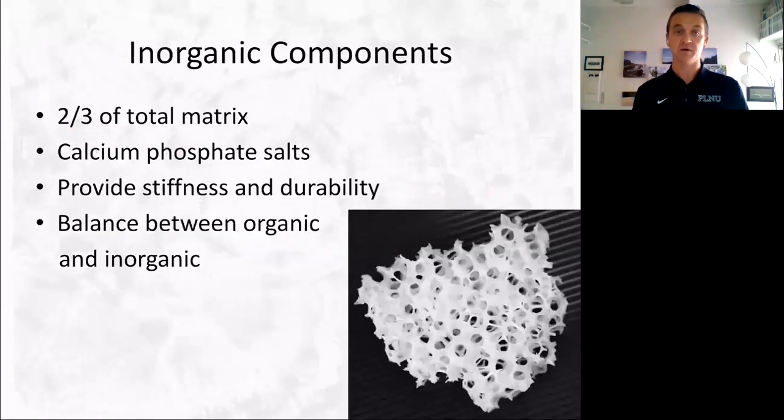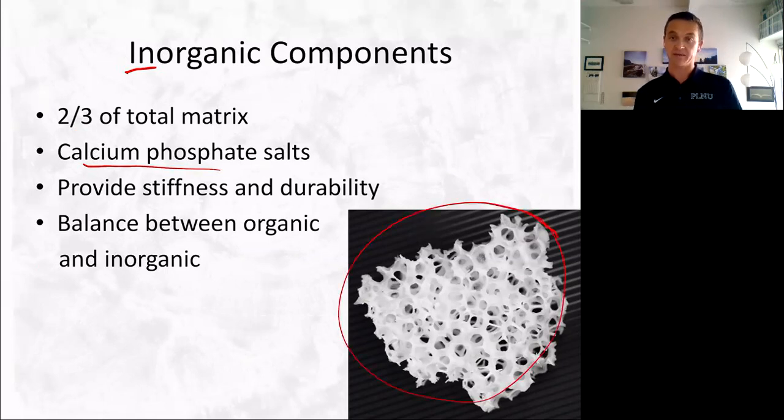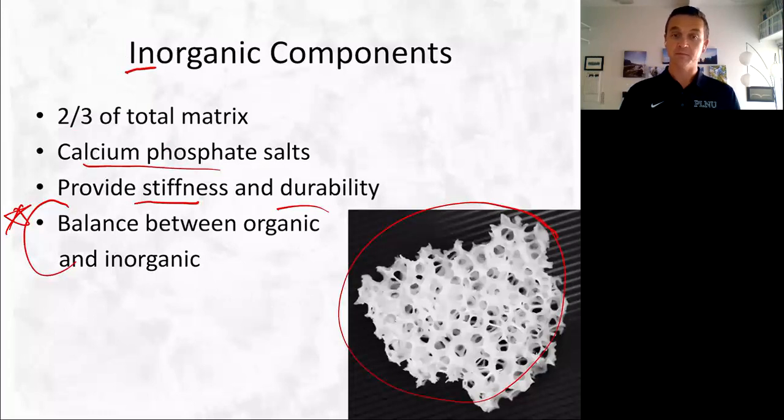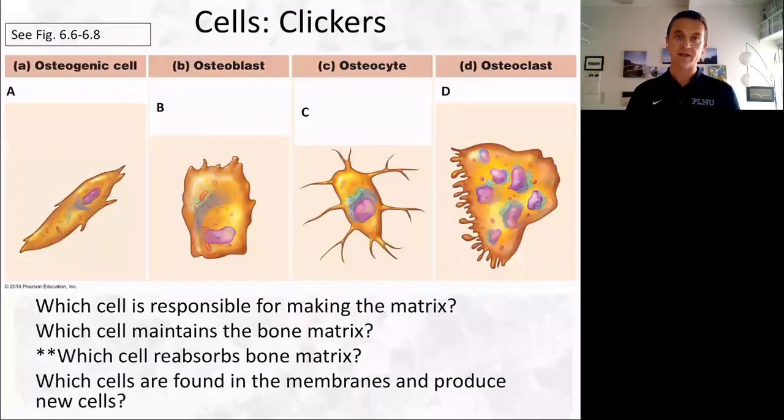But then the other 2/3 of the bone, the vast majority of it, is made up of inorganic components. Calcium phosphate salts, that's the big part of it. If it was just calcium phosphate salts, bone would look something like that. It would be somewhat brittle, it would be hard, but a good balance of this gives stiffness and durability. And again, it's really all about this balance of having some organic components, so we have some flexibility and stretch resistance, but then we also need a lot of the inorganic components to give it that hard, rock solid feeling that bone has.